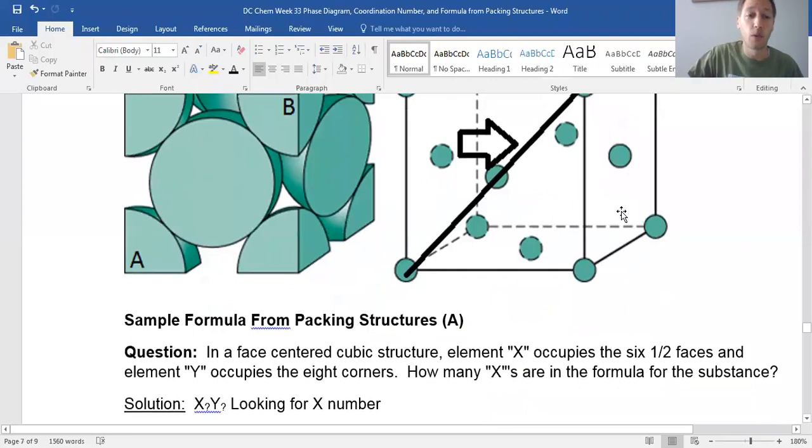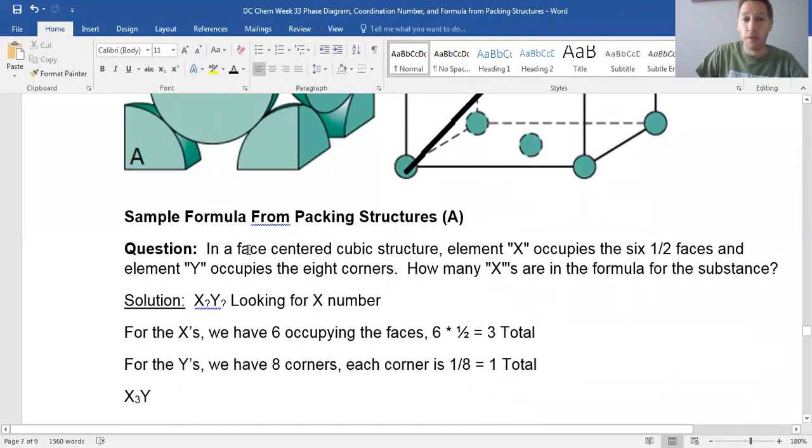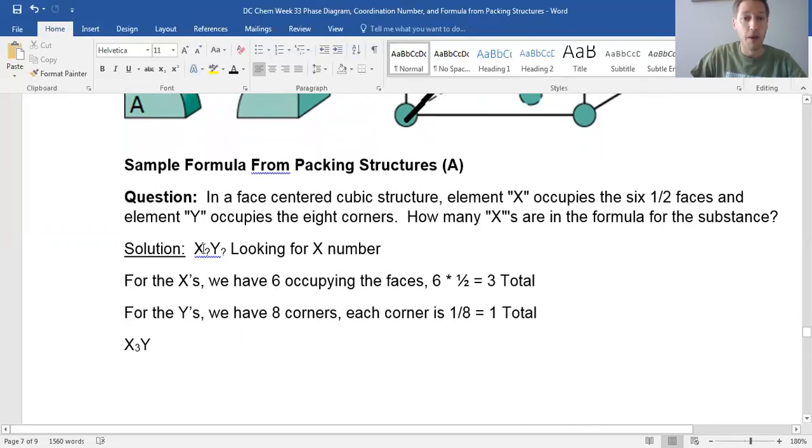All right, next thing, we're going to do some sample questions over packing structures. So finding ratios based off of packing structures and how many elements are in different places. So sample question, we have a face-centered cubic structure, and we're told the element X has 6 half faces in, and element Y has 8 corners in. How many X's are in the formula? We just got to find out how many atoms of X and Y are in it, and then we'll know the empirical formula of the structure. So how many X's for how many Y's, given how they pack into the unit cell?